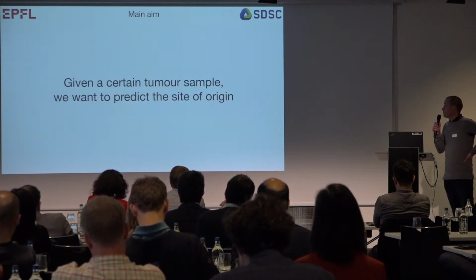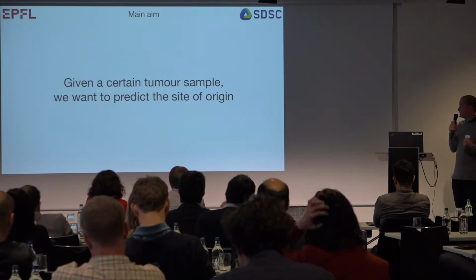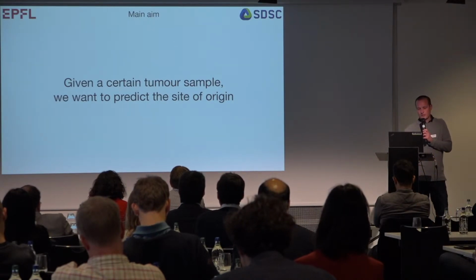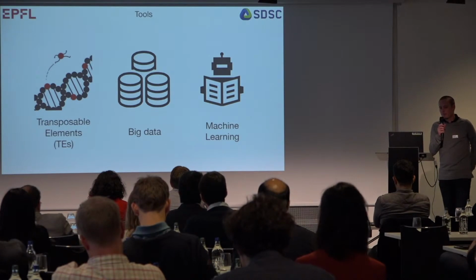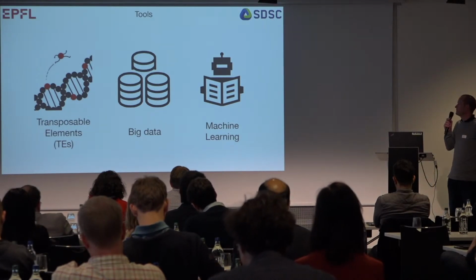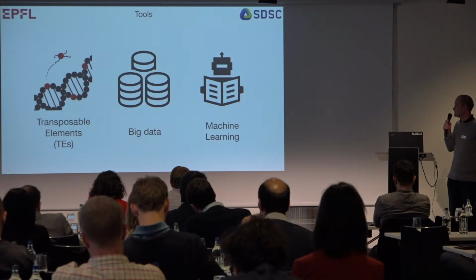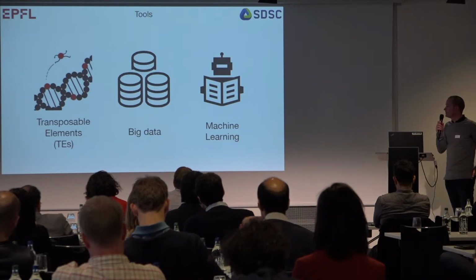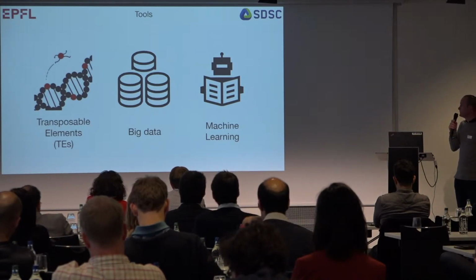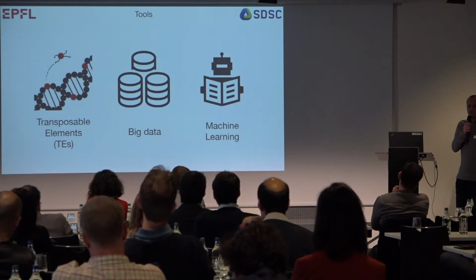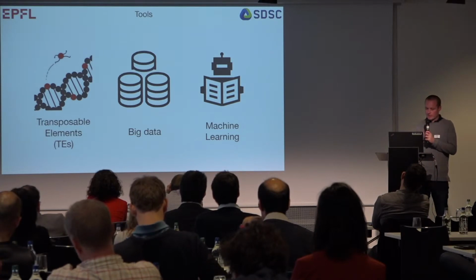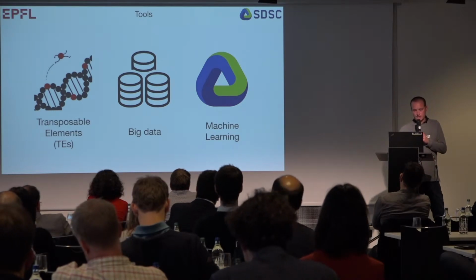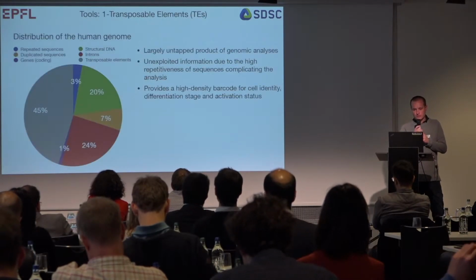So you can imagine that the main aim of the project is, given a certain tumor sample, to find out exactly what the site of origin of the cancer was. Many groups have been working on that before. We believe we can build on top of that because we have several tools at hand that others didn't have at the time. The first one is transposable elements. This is the specialty in our lab. We work on these so-called jumping genes, therefore the cartoon. Then we also have a lot of big data to work with, and we can make use of machine learning tools that come with the help of the Swiss Data Science Center, this part here. I will walk you through these different tools.